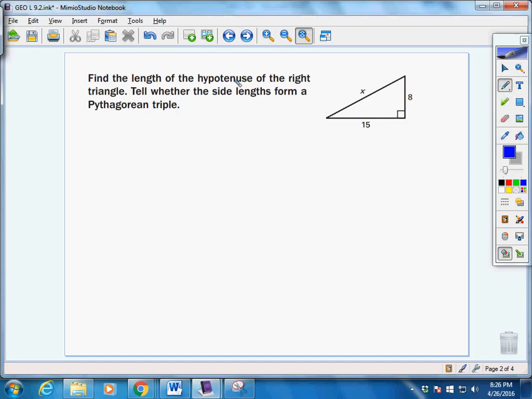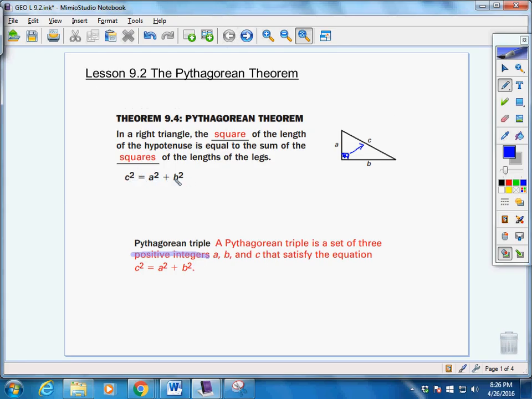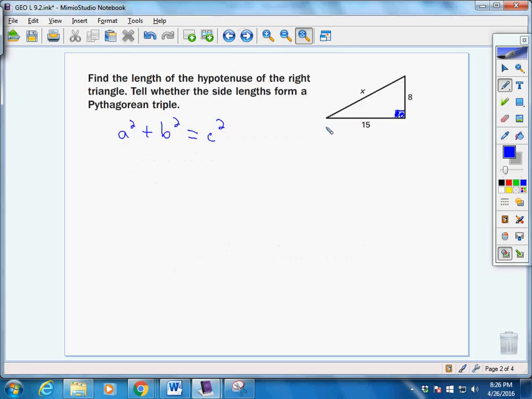Find the length of the hypotenuse of the right triangle. Again, here are the words right triangle and length. You should automatically think Pythagorean theorem. Now I traditionally write it as a squared plus b squared equals c squared, no different than c squared equals a squared plus b squared. Whatever you're comfortable with. So we're looking for our hypotenuse, our c. Call that x.